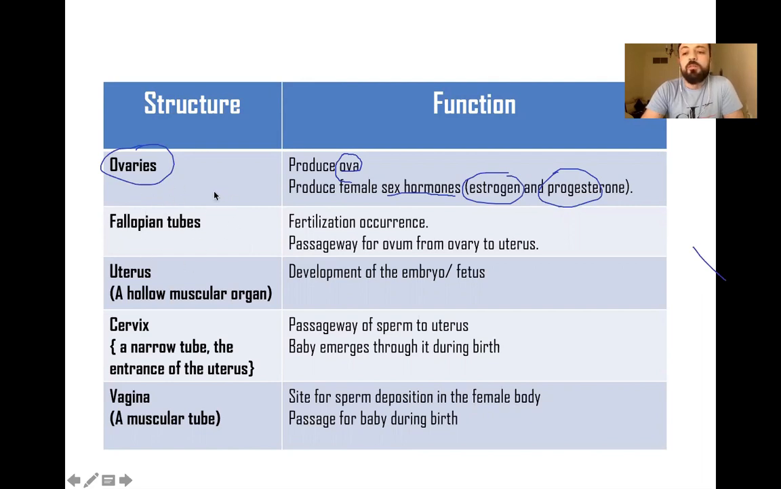Anyways, the fallopian tube is where fertilization takes place, and it's the passageway between the ovary and the uterus. Uterus is where development of the embryo or the fetus takes place. Cervix is the passageway of the sperms to the uterus, where sperms pass through in order to reach the egg, and it's through which the baby goes outside during labor. Finally, the vagina is the site of the sperm deposition, and it's the passage for the baby during birth. The baby has to go outside through the vagina during labor.